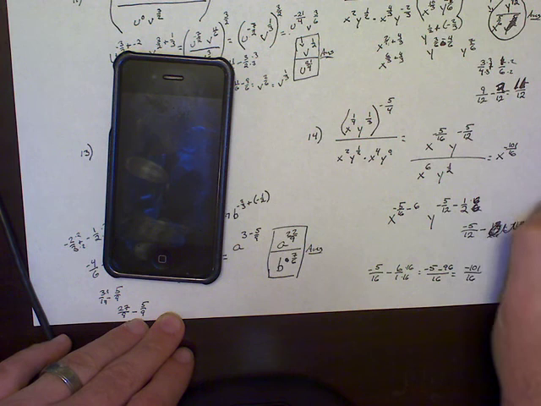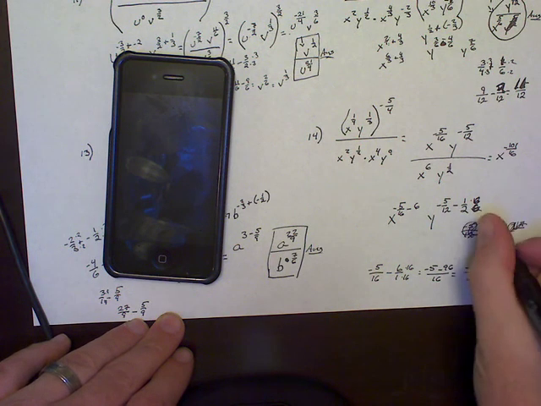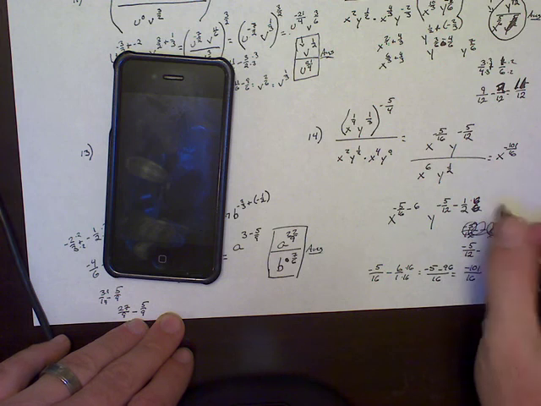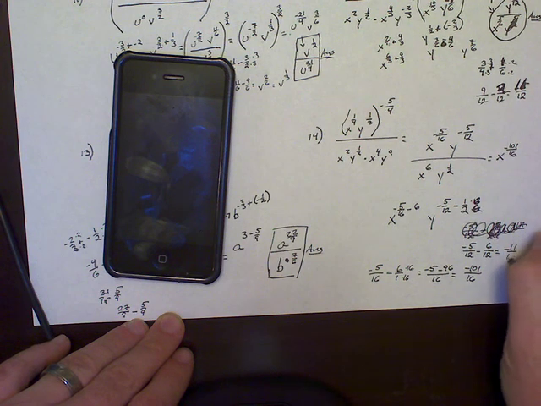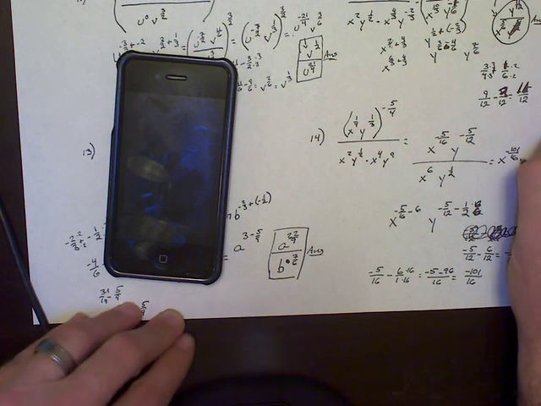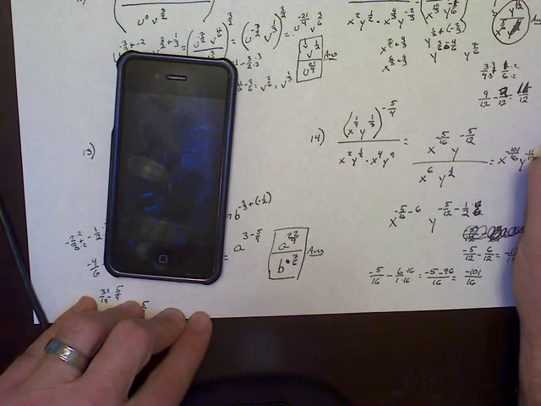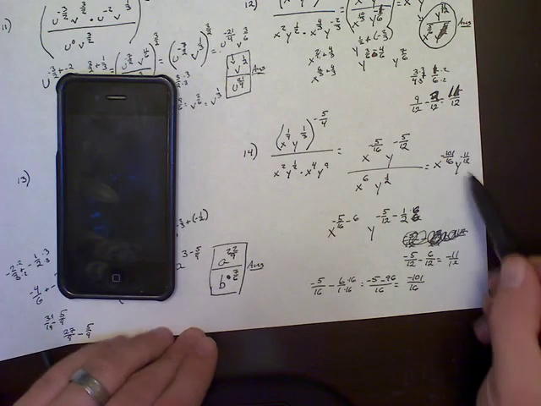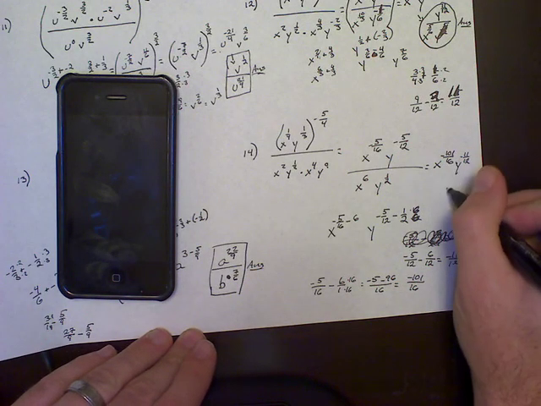So again, because they are both negative, we want to move them to the bottom, so it becomes 1 over x to the 101 over 16, y to the 11 over 12. Double check that, and she agrees. And that is your answer.